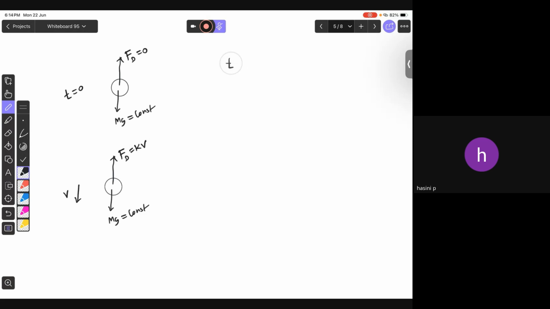Now, as time passes, what happens to the mg? mg remains constant. And what happens to the kv? kv increases gradually. Suppose the mg value is 60 and kv keeps on increasing. Don't you think there will come a time when kv will become equal to mg? Yes, sir. So whenever kv becomes equal to mg, the net force will be 0, the acceleration will be 0, and the speed will be constant. Correct.